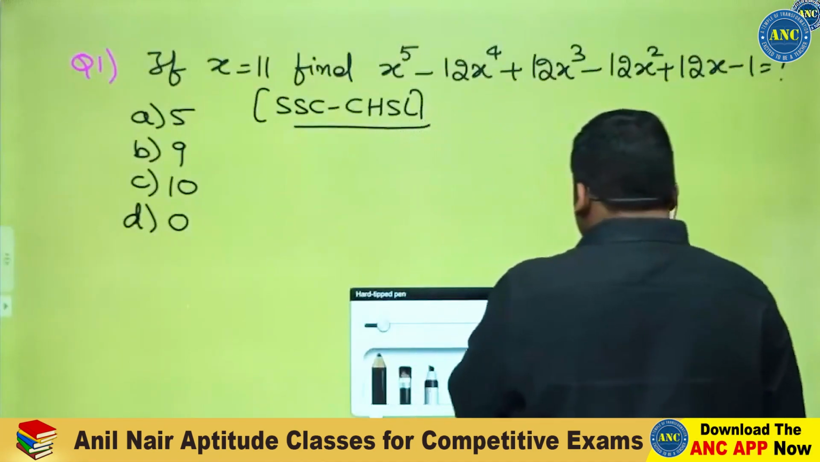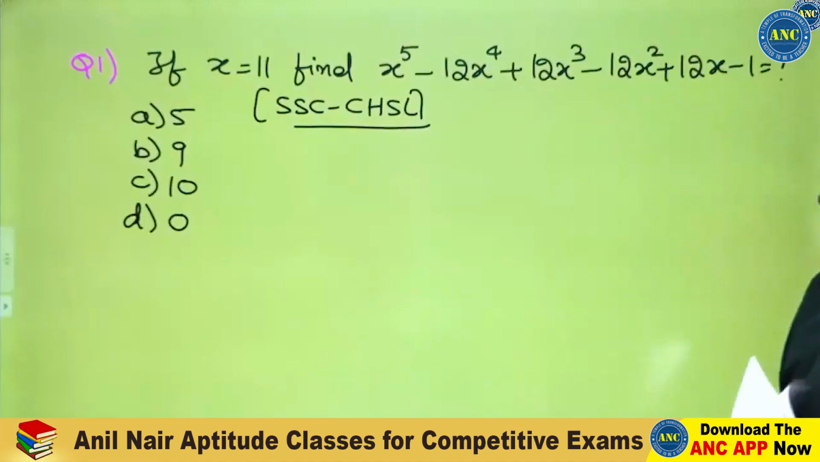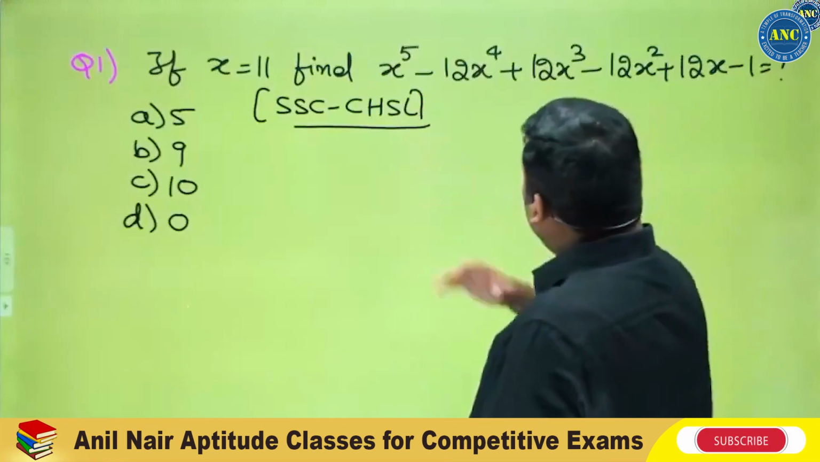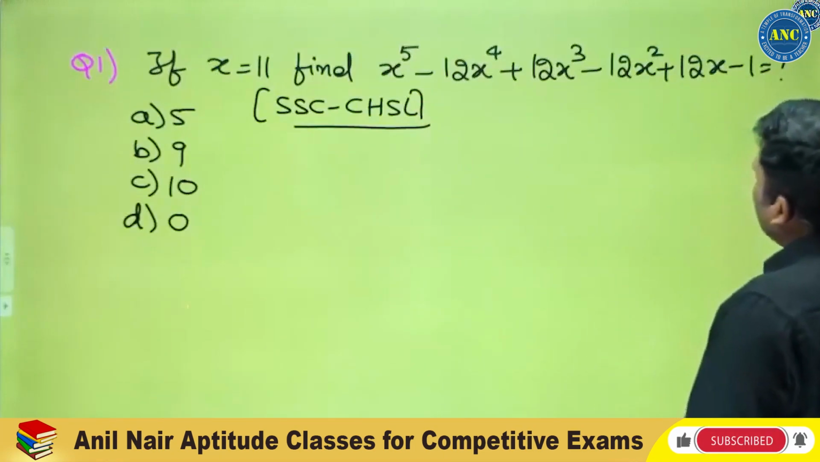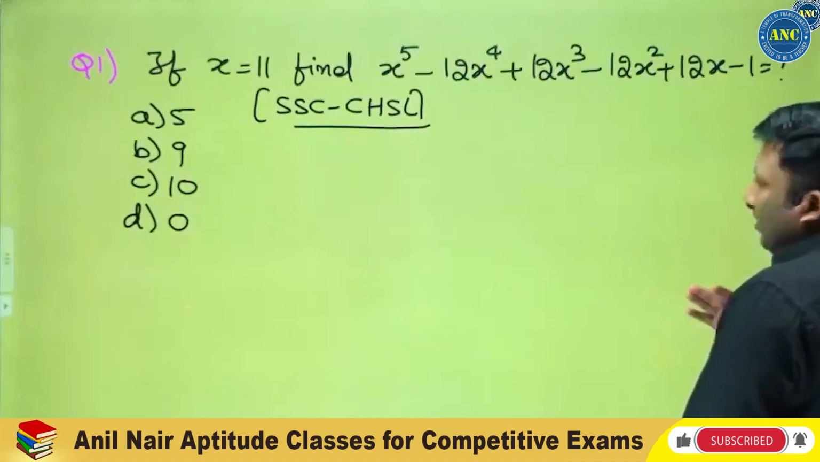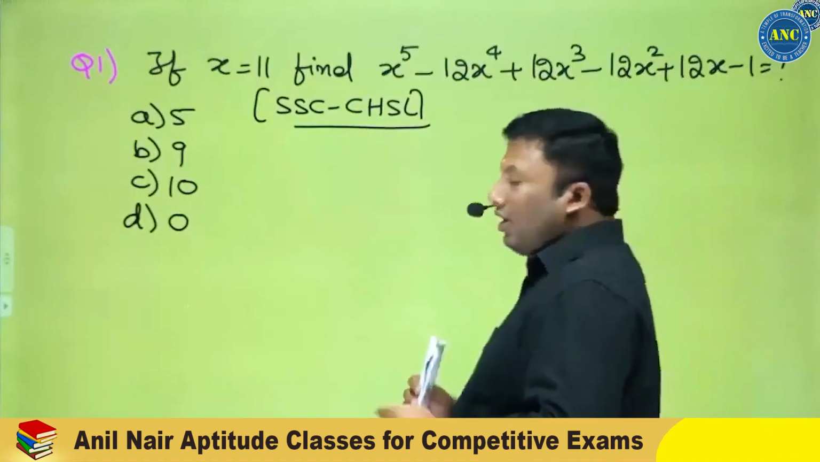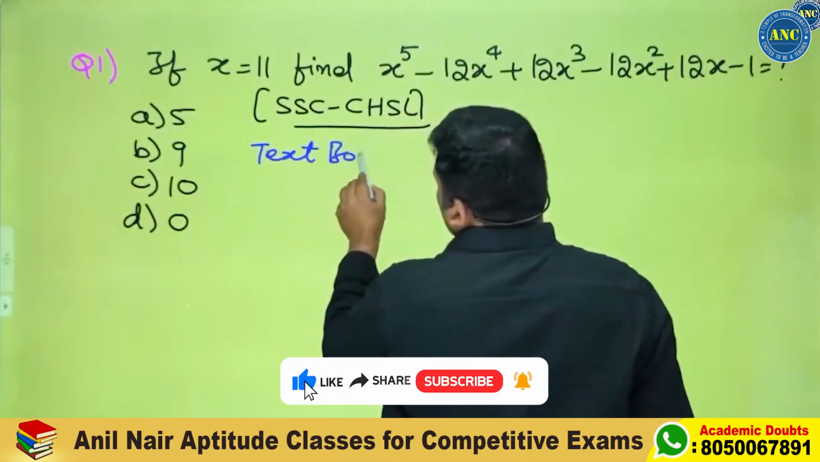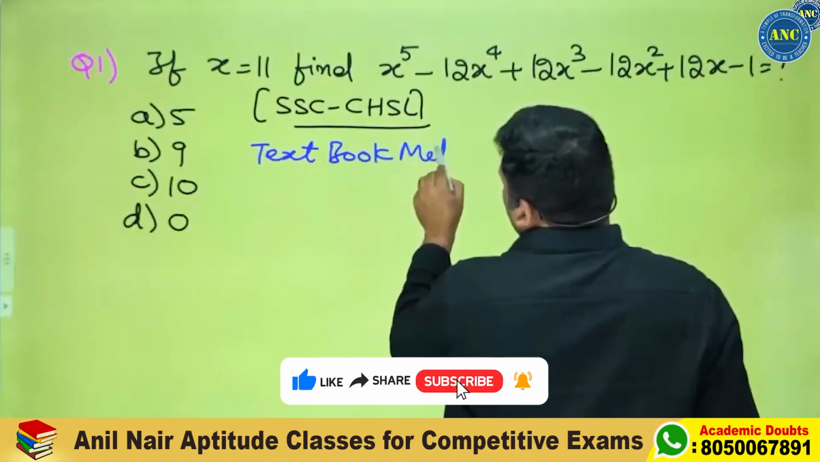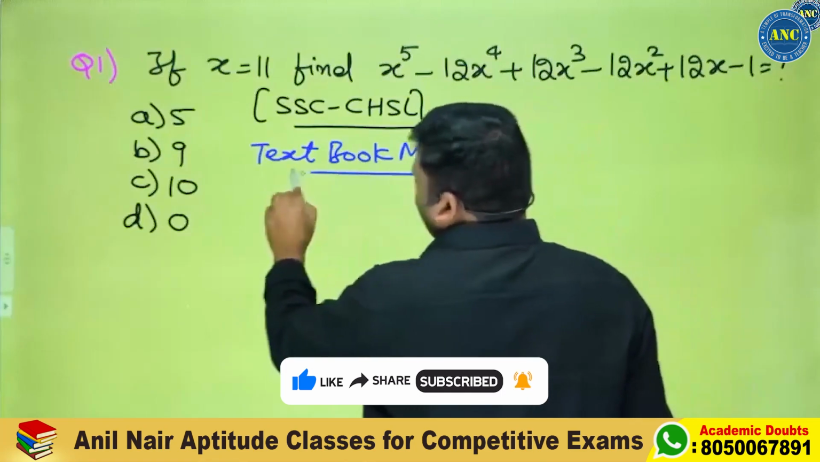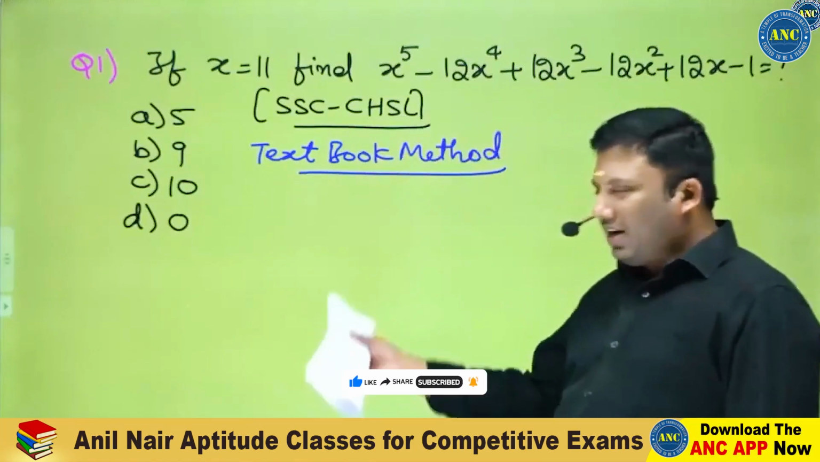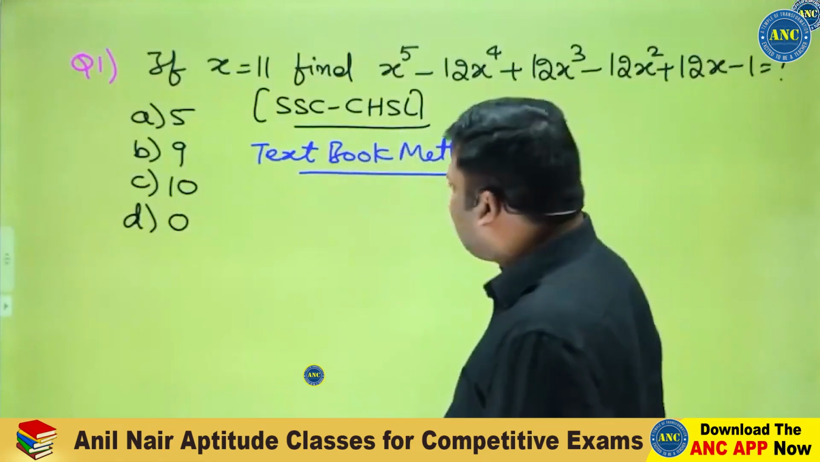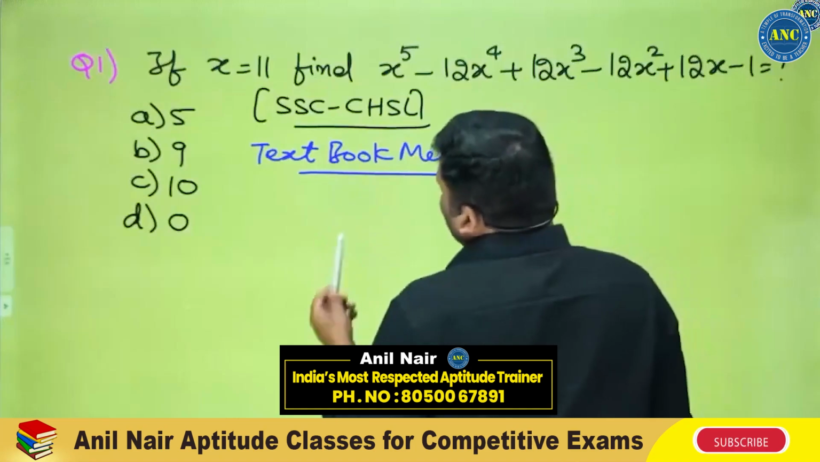Original previous year question picked out from SSC CHSL. If x equals 11, find x power 5 minus 12x power 4 plus 12x cube minus 12x square plus 12x minus 1. Now, what is the textbook method? Most students solve it by the textbook method and derive some useless conclusions you don't require. Just by looking at a question, after a few minutes you'll understand how to solve it in seconds.